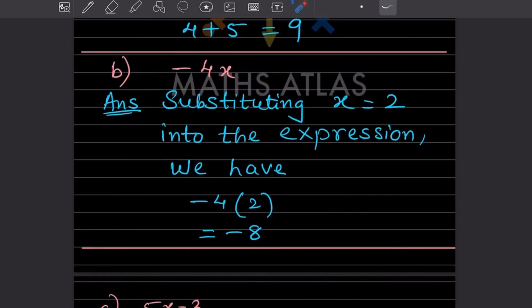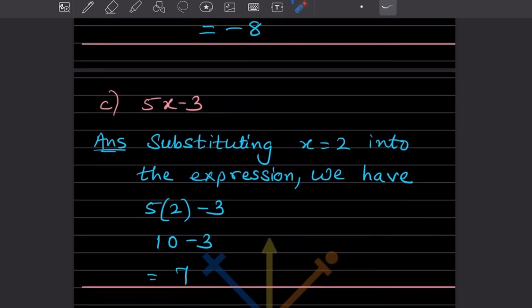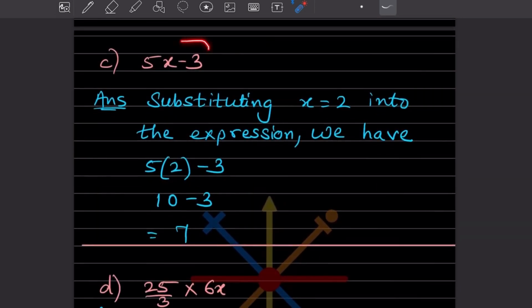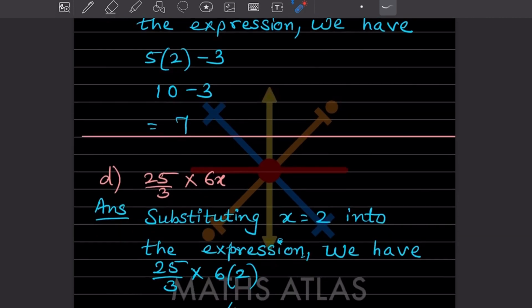Now the same thing, when this is given, you are going to put the value x is 2. So what is that? Minus 4 into x, that is x is 2. So minus 4 into 2, 4 twos are 8, and this minus sign is over here. So answer is minus 8. Same for here, it says 5x minus 3. So 5x minus 3, x is 2 here. 5 twos are 10, 10 minus 3, that is going to be 7.